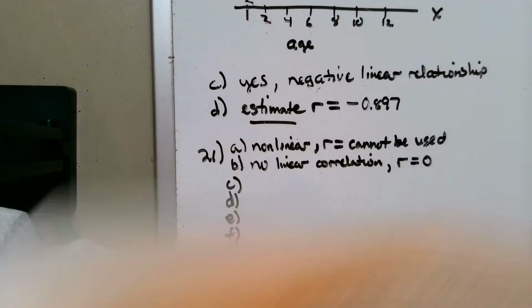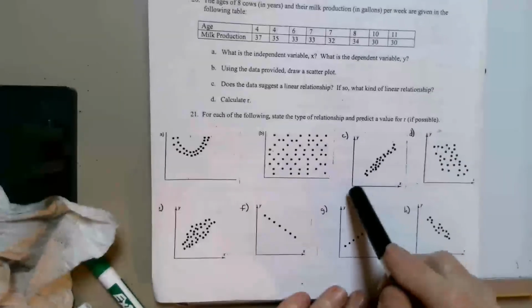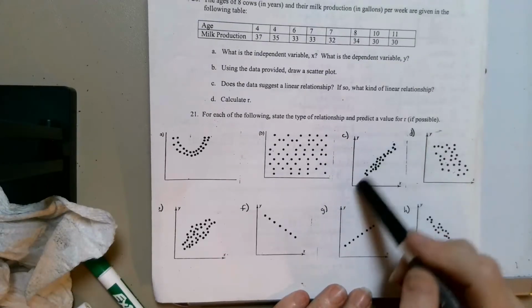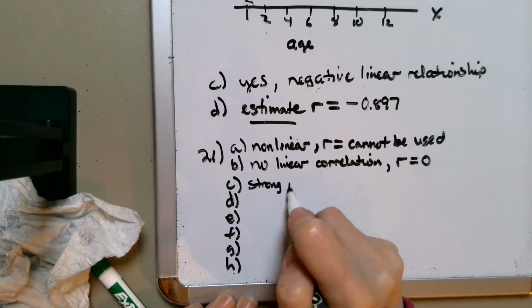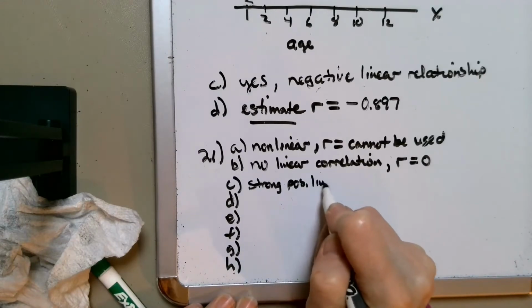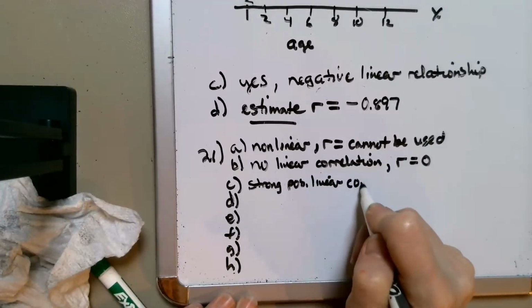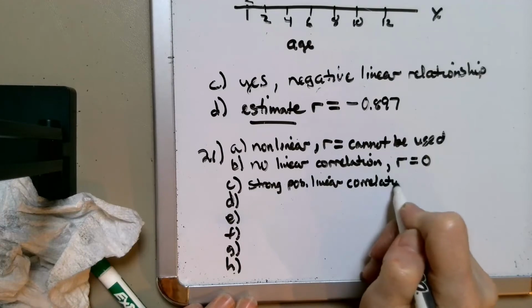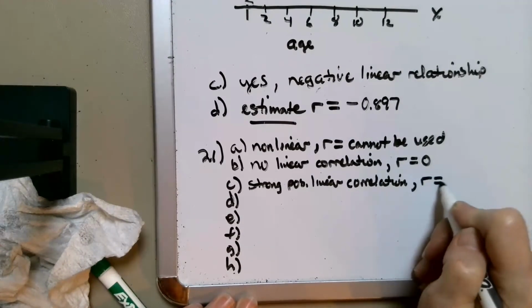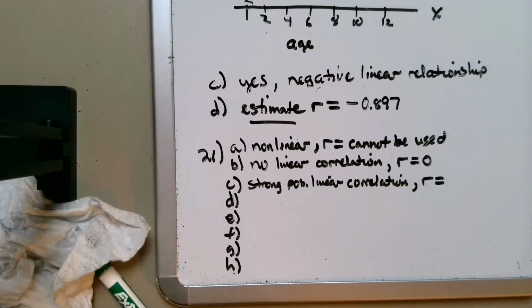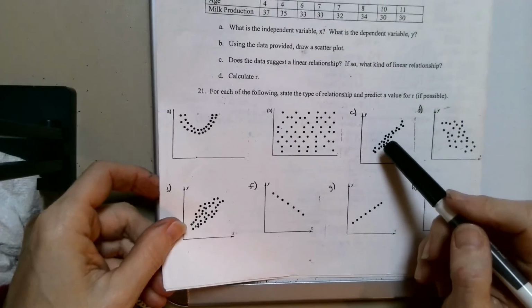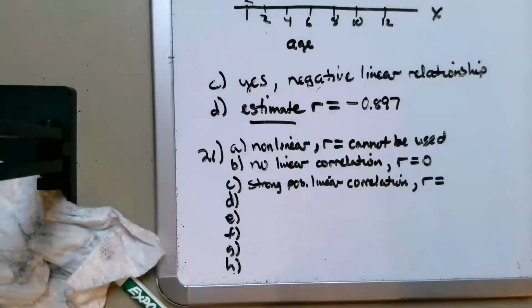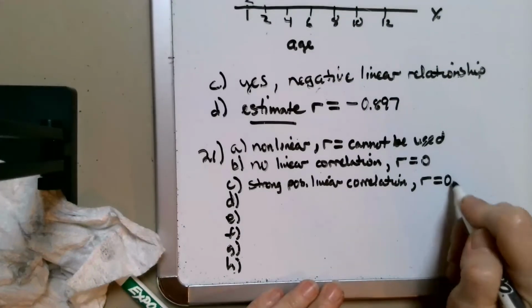If we go to C, 21C, as X increases, Y increases, and it looks like a pretty strong correlation here. So this would be a strong positive linear correlation. Again, we didn't get to learn how to calculate R, but you would expect R to be positive and pretty close to positive 1 because it's close to a straight line. So what I put as a possibility there is something around 0.95.